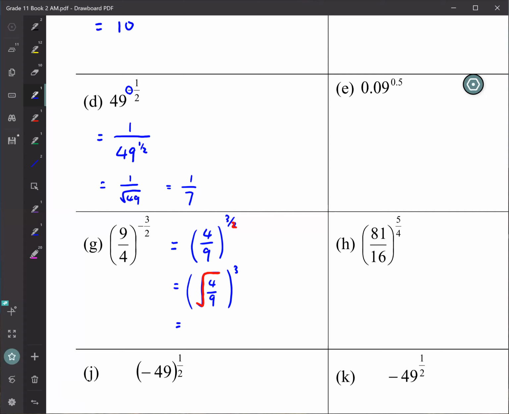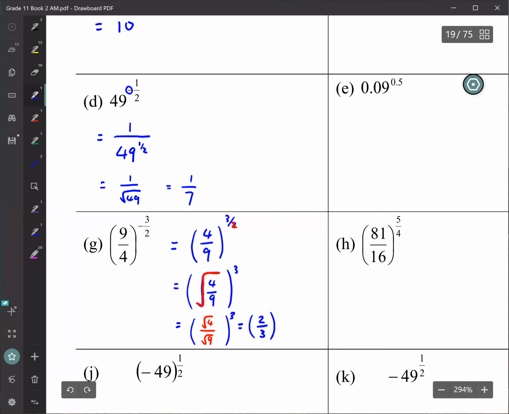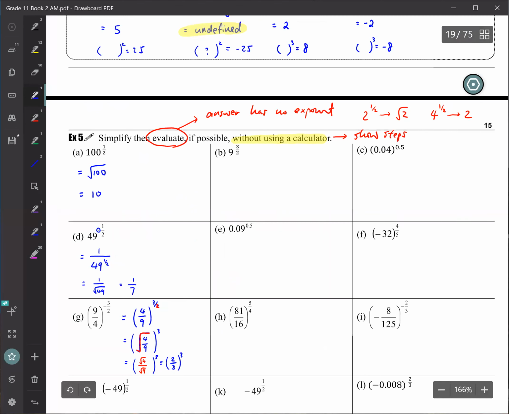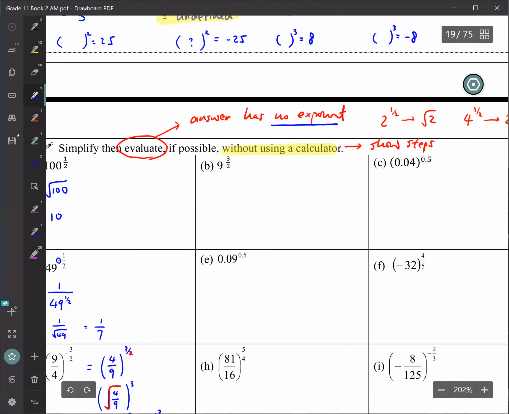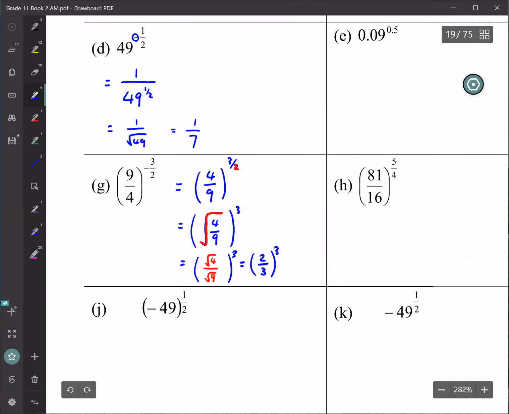I don't know how to do it, but for the square root of a fraction, you could just square root each one of them. So you square root of 4. Oh, it's 2/3, sorry. Yes. If it's multiplying and dividing in the square root, you can split. So it turns into 2/3. Then you cannot stop there, because remember, evaluate, your answer has no exponent. So we have to keep going. 2/3 to the cube.